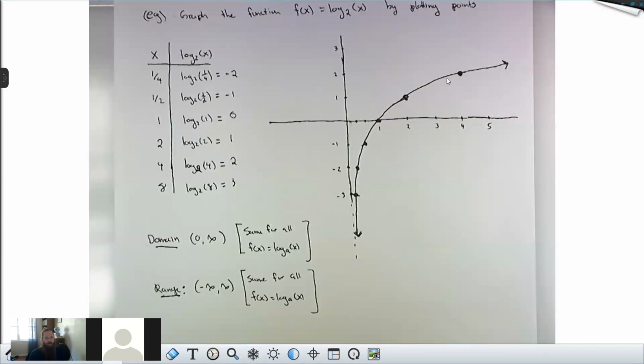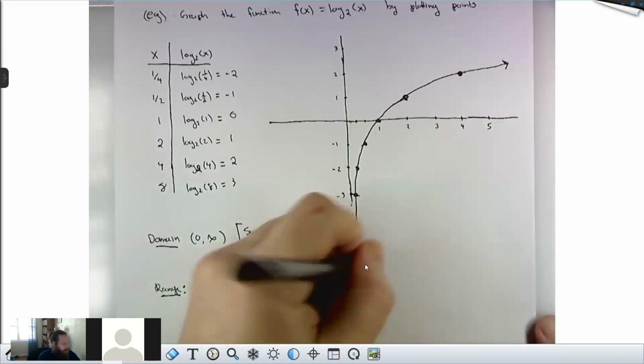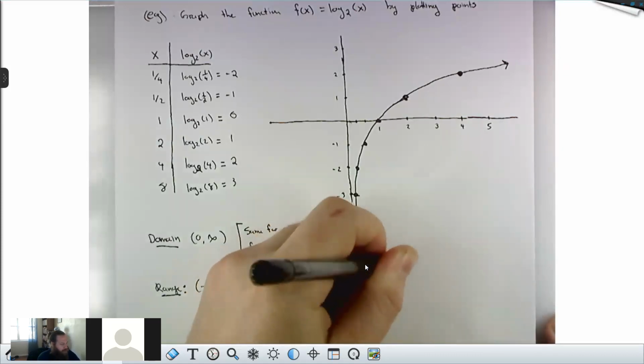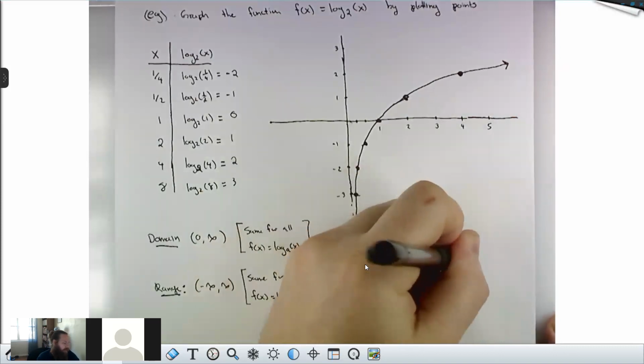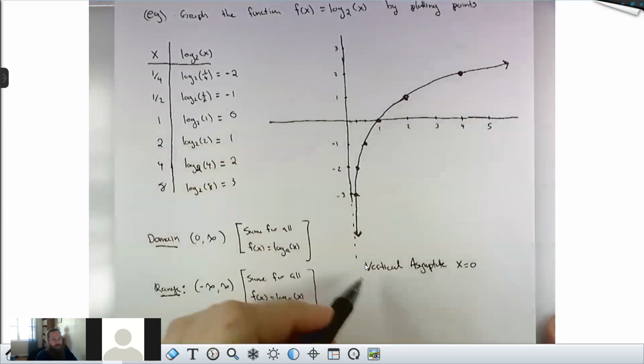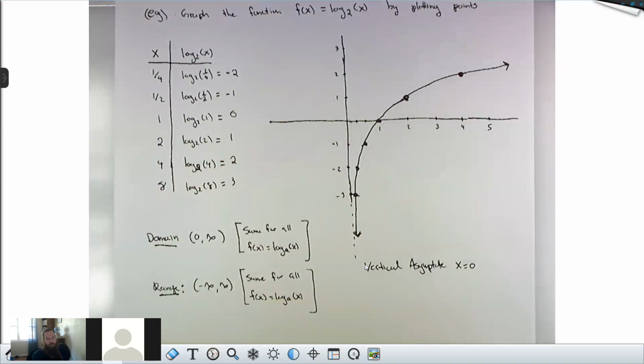All the basic logarithms have the same shape graph. They all have the same vertical asymptote. It's the line x equals 0, and it's always approached like this from the right. I'd like to show you another example quickly in Desmos, where we can draw both the logarithm graph and the exponential graph.